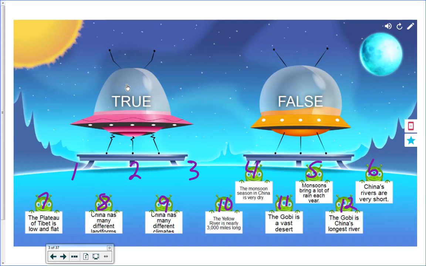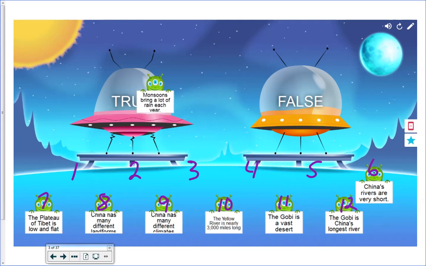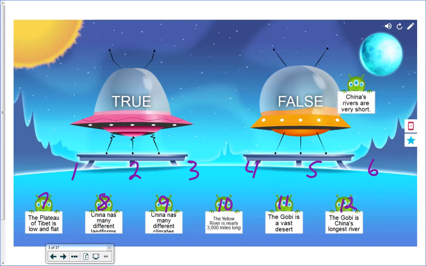Number 4, the monsoon season in China is very dry. Well, monsoon winds bring a lot of rain in China, so that statement is false. Number 5, monsoons bring a lot of rain each year. Well, if you just heard what I said, you would know that number 5 then is true. Number 6, China's rivers are very short. Well, rivers technically usually aren't very short at all, otherwise we call them streams. So that's going to be false.